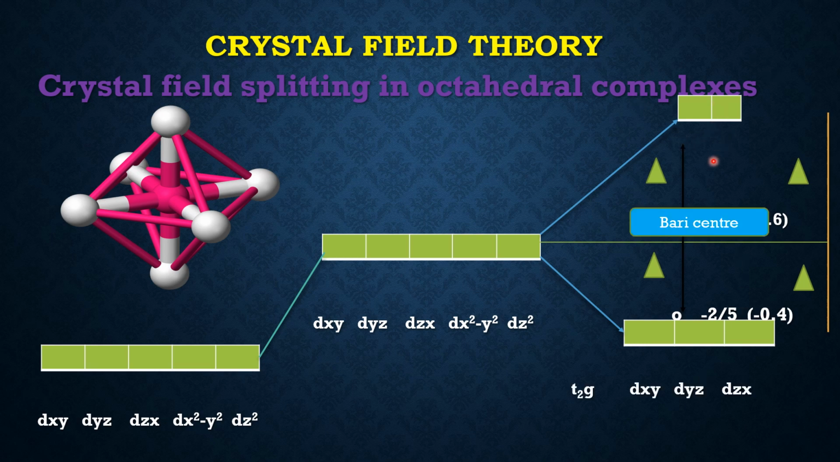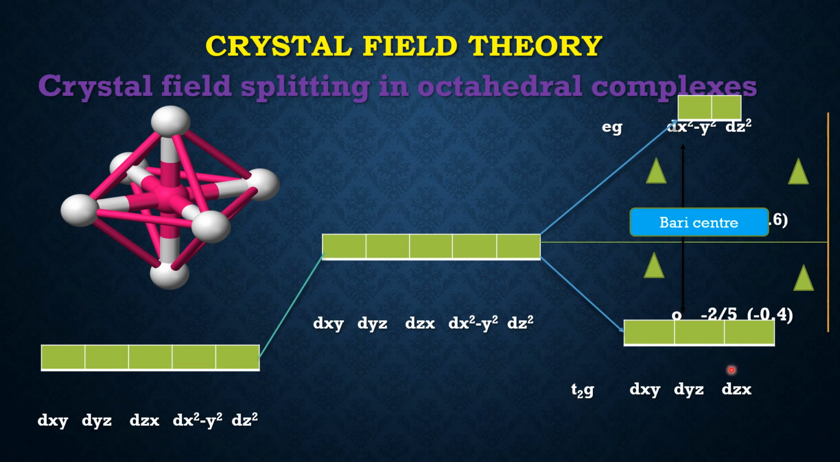What are the higher energy orbitals? dx square minus y square and dz square are the higher ones. dxy, dyz and dzx are the lower energy orbitals, because they lie in between the axes. These two lie along the axis. As I said earlier, this is the Eg set. The higher energy is called the Eg set, and the lower energy is called the T2g set.